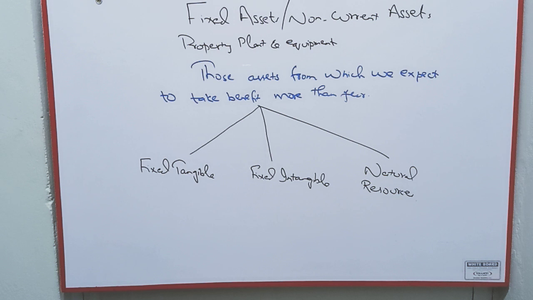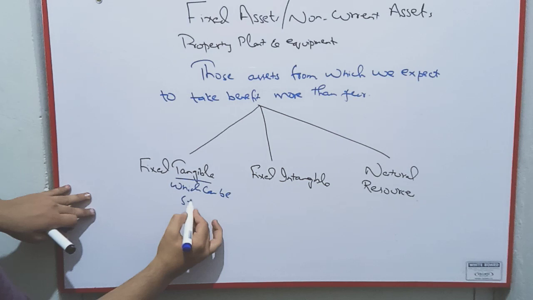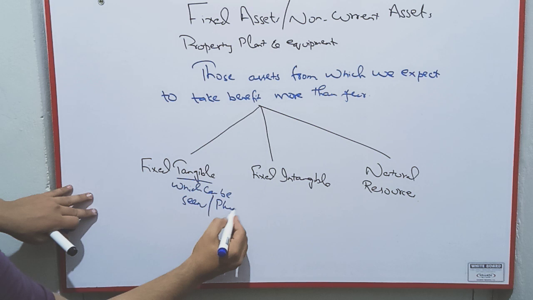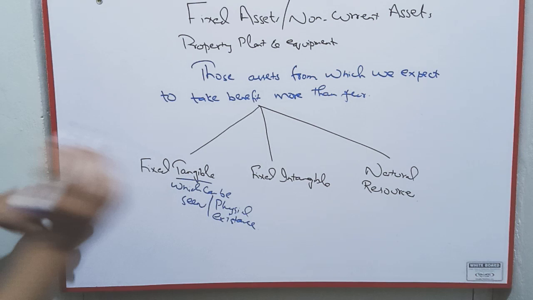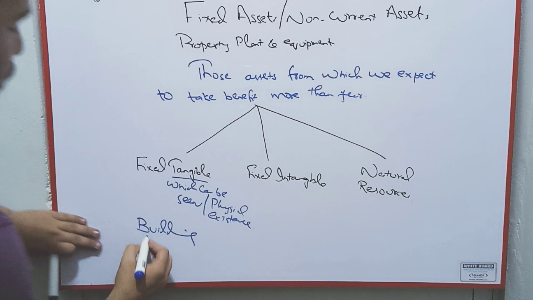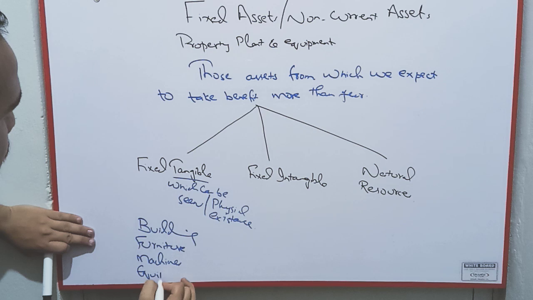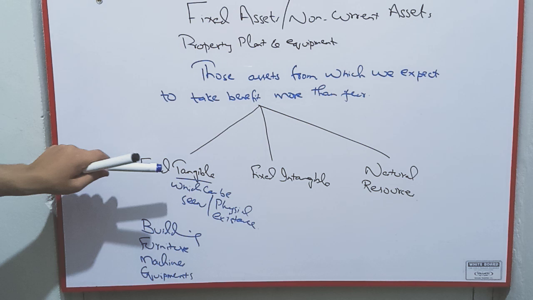Fixed tangible means those fixed assets from which we expect to take benefit more than a year and which can be seen by our naked eyes, which have physical existence. So these are called fixed tangible assets. Examples are building. Can we see? Yes, we can see. Furniture. Can we see? Yes, we can see. Machinery, machines, or equipment. So these are the examples of fixed tangible assets.